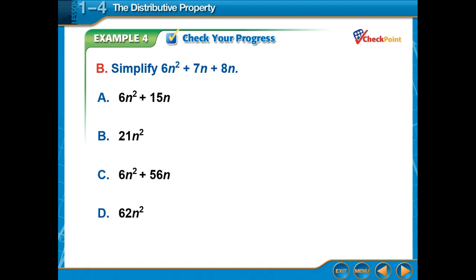Use your knowledge to simplify this expression. Noticing that the n squared is different from the n that you have in these terms, you should have chosen 6n squared because it is different, and 15n for the 7n plus 8n.